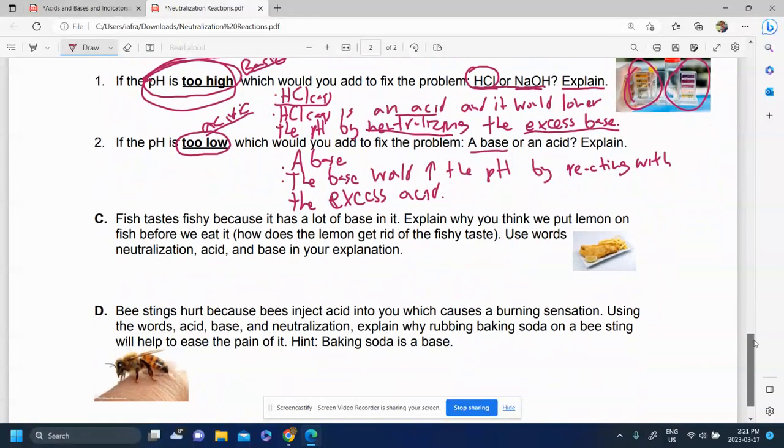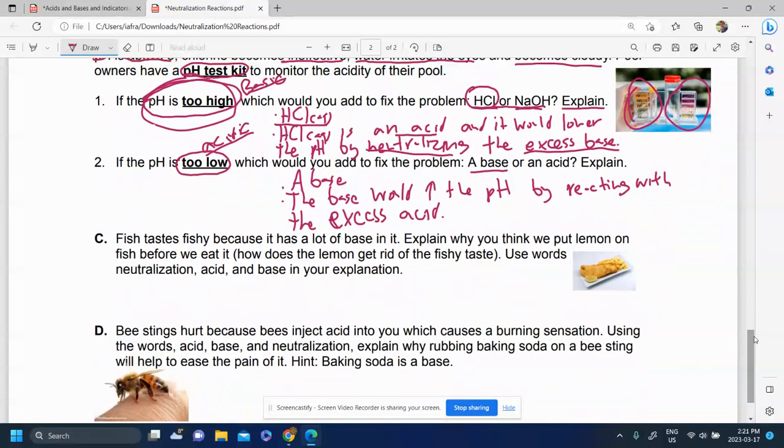Okay, now we have two more applications here. So this one is an interesting one. Fish tastes fishy because it has lots of base in it. Base actually contributes to the fishy taste of fish. Explain why you think we put a lemon on fish before we eat it. How does a lemon get rid of the fishy taste, in other words? Use the words neutralization, acid, and base in your explanation. So try to write a response out that contains all the proper keywords to answer this question.